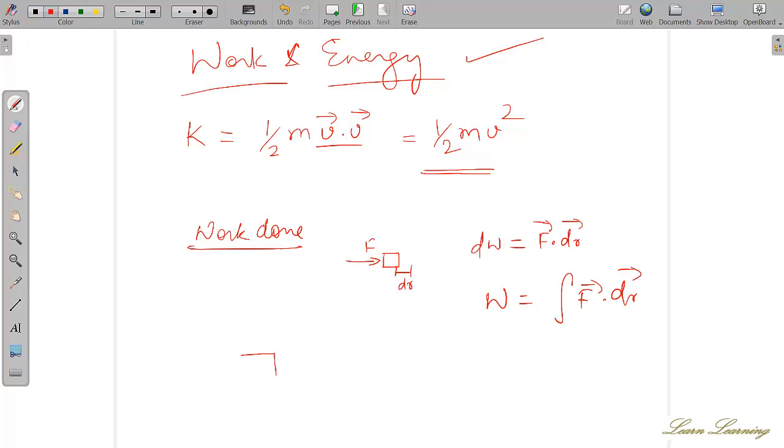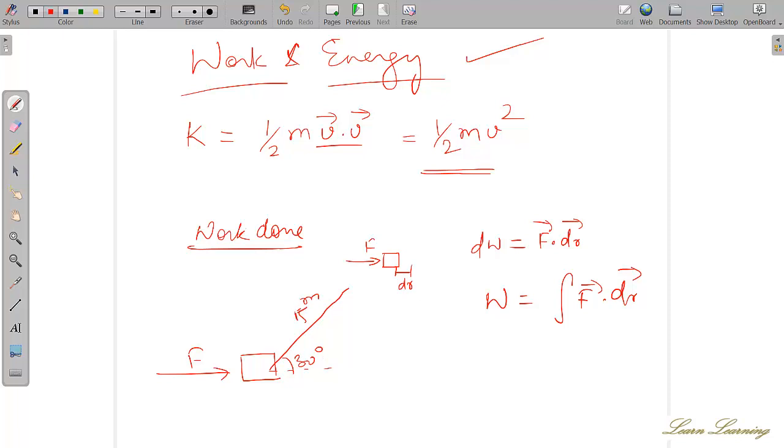Let's say there is a body here, and you are applying a force in this direction. What has happened is, let's say this body has moved up to 5 meters at an angle of, let's say, 30 degrees.